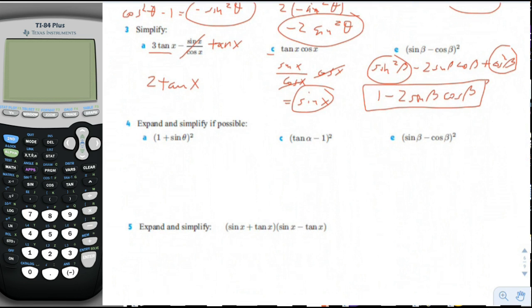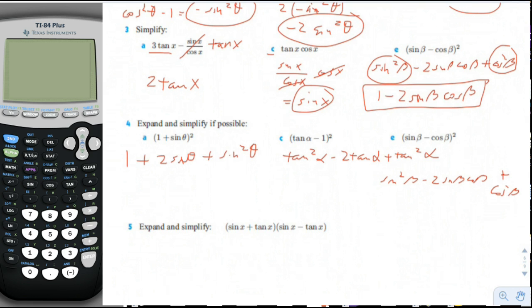4. Expand and simplify if possible. Let's see, we're going to do FOIL again. Sine squared theta. And I don't think you can simplify this anymore. Okay, let's try this one. Tangent squared alpha minus 2 tangent alpha plus tangent squared alpha. Okay, last one. Sine squared beta minus 2 sine beta cosine beta plus cosine squared beta. Cosine squared beta and sine squared beta add together to give 1. So you get 1 minus 2 sine beta times the cosine of beta, and I think that's as far as you can go with that one too.